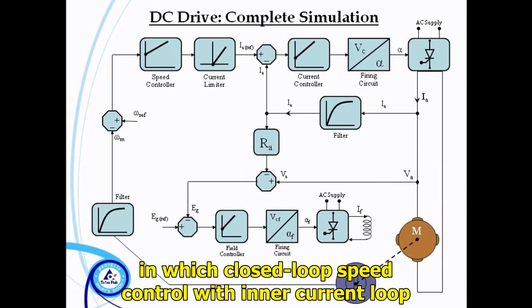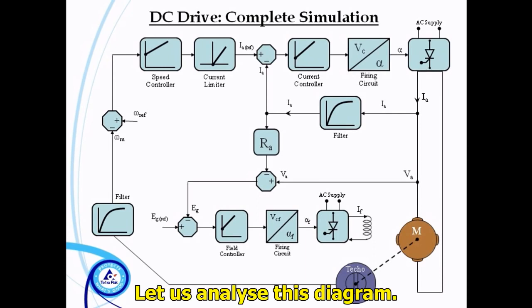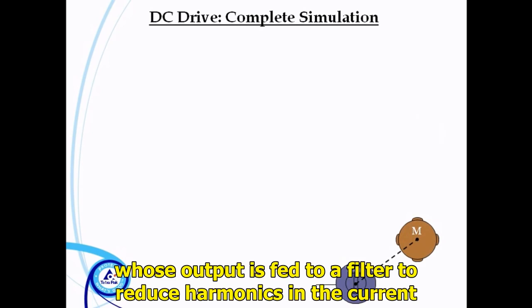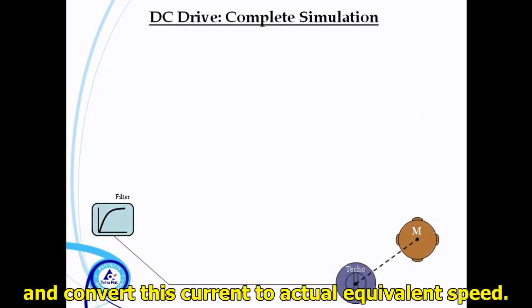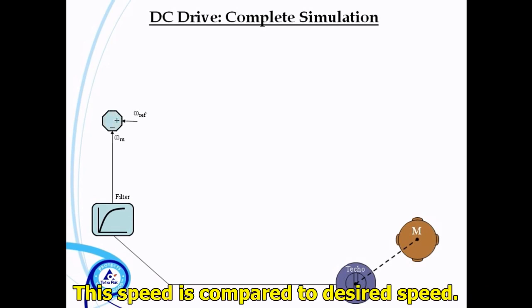This is the basic simulation of a DC drive in which closed-loop speed control with inner current loop and field weakening has been shown. Let us analyze this diagram. The DC motor is coupled to a tacho generator, whose output is fed to a filter to reduce harmonics in the current, and convert this current to actual equivalent speed. This speed is compared to desired speed.